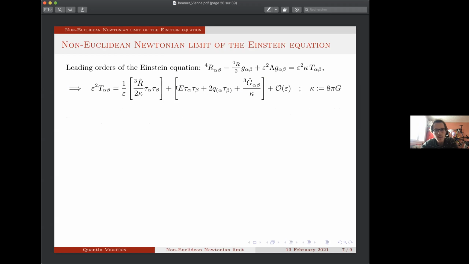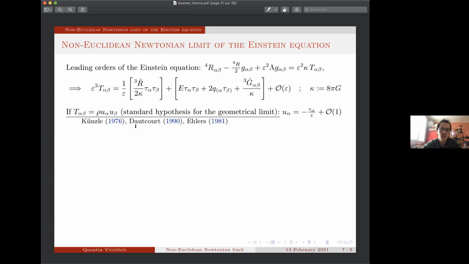So for now, because E and Q in this limit are unknown, and especially we don't know the relation with the matter density, the equations at leading order are not closed, and we don't have the non-Euclidean Newtonian theory we want. For this, we need to suppose what is the full order of the stress energy tensor.